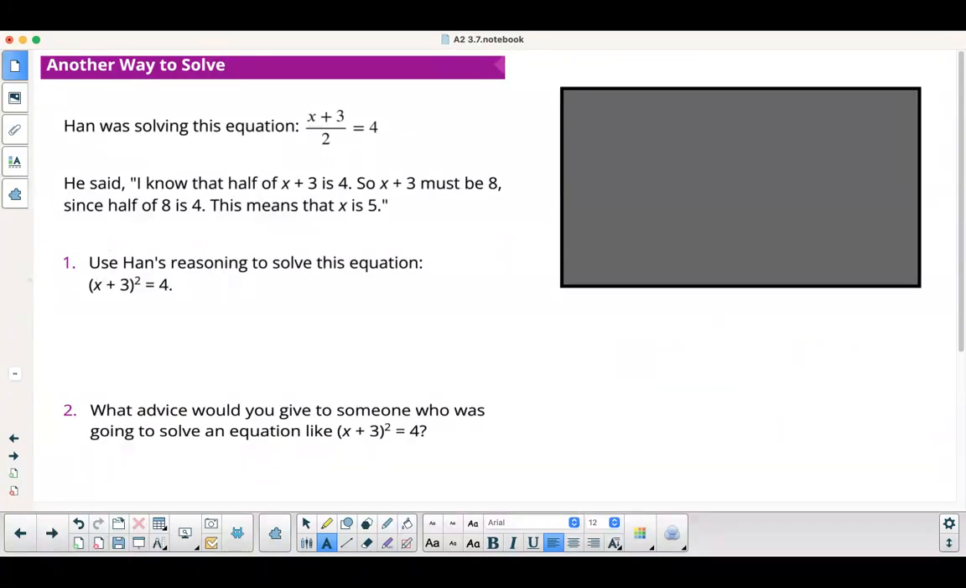All right, Han is solving this equation right here, x plus 3 over 2 equals 4. He said, I know that half of x plus 3 is 4. So x plus 3 must be 8. Since half of 8 is 4, that means x is 5. Use Han's reasoning to solve this equation.